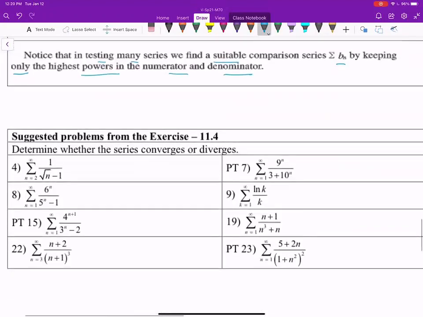And then in this exercise, suggested problems, I have done several problems in the section videos. Problem number 4 is done. Problem numbers 7, 8, 15, and 23, all these problems are done. Please refer to the videos for this section. Hope these videos help.